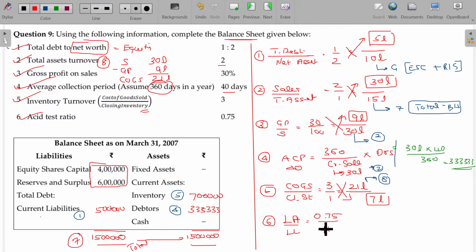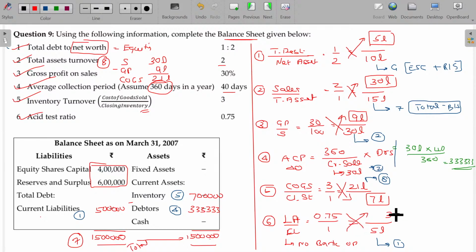Liquid asset by liquid liability. We don't have bank overdraft. We assume that no bank overdraft. We now know the current liabilities being 5 lakhs. We got it from working note number 1. The total debt will be equal to current liabilities only. Okay. Now do the cross multiplication.